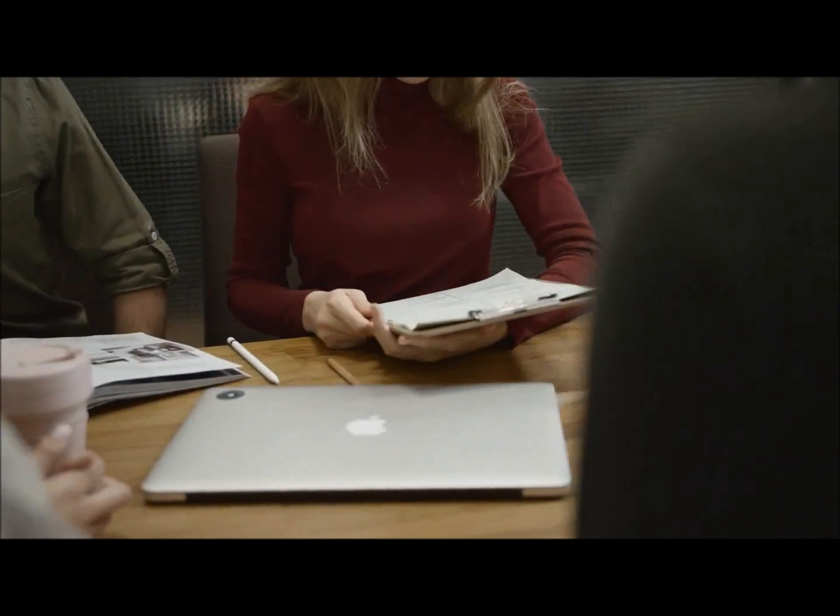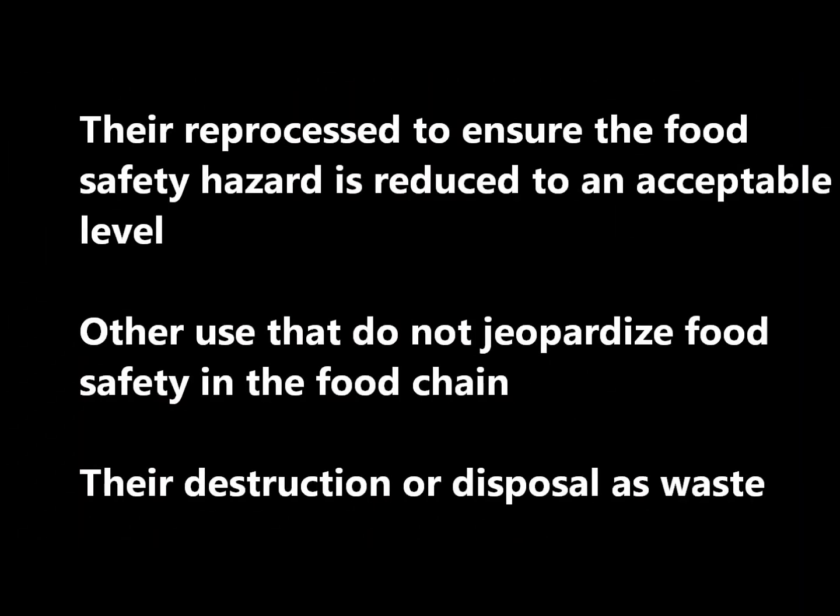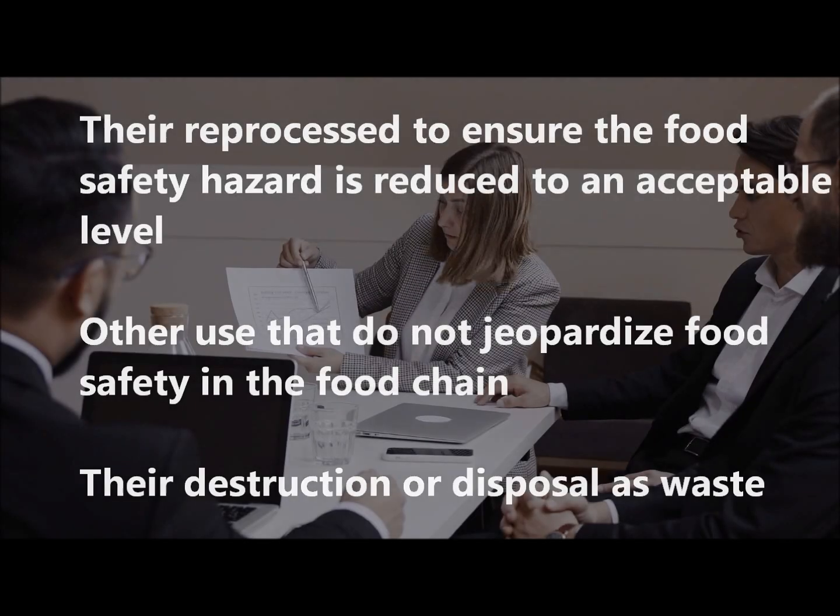Where monitoring shows that critical limits at CCPs are not met, you shall not release these products. Instead, their disposition must be documented and authorized: reprocessing to ensure the food safety hazard is reduced to an acceptable level, other use that does not jeopardize food safety in the food chain, or their destruction or disposal as waste.